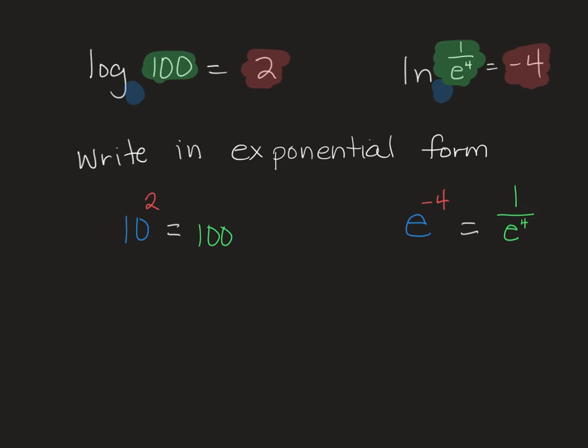So now you can see this is the logarithmic form. This is the exponential form. This is the logarithmic form. This is the exponential form. And you might want to use highlighters and different colors in your notes to write this down to keep it clear to see where everything goes.